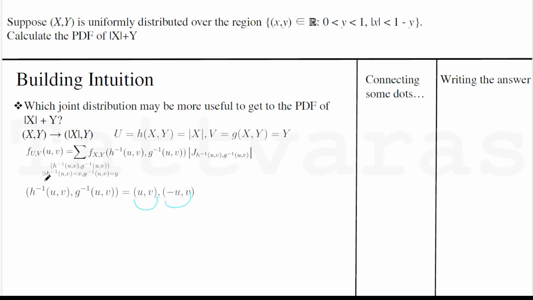Now, based on the discussion so far, there are two reverse transformations possible, this and this. So what it means is the new PDF is going to be the sum of two PDFs of this old structure, something like this, multiplied with the appropriate Jacobian, and something like this multiplied with the appropriate Jacobian. Good.